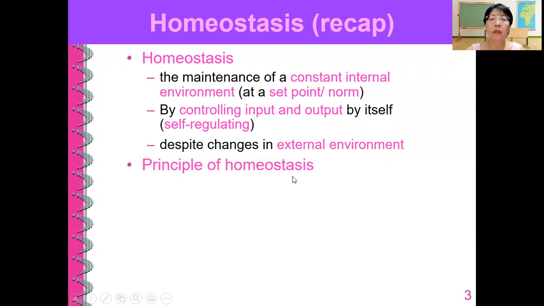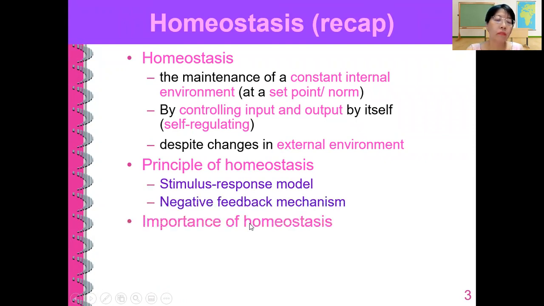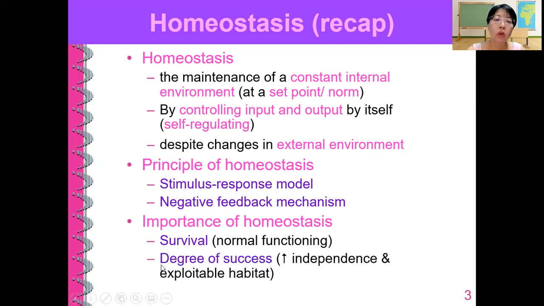So the principle of homeostasis is actually carried out by stimulus response model, means how it works, okay, and by negative feedback mechanism. So what is the importance of homeostasis for us is it is important for survival, because homeostasis maintains a constant internal environment so that it is optimum for our cell to function. So when the cell can function normally, then the cell survive, then the organism will survive. Okay. So also because we do not need to depend on external environment, because we maintain a constant internal environment. So the cell are immersed in a constant internal environment, so it's able to function normally.